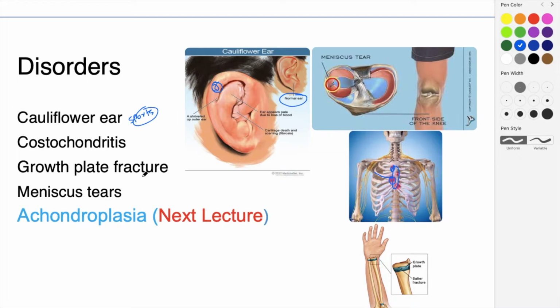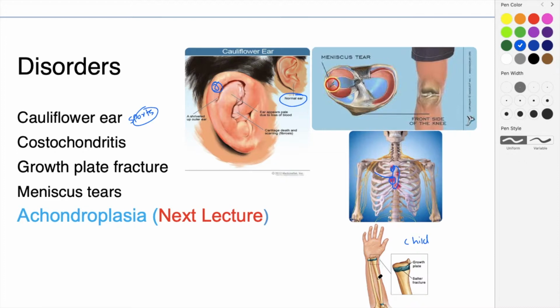Okay, growth plate fracture, which is here, right? It is usually seen in children and occurs in bones of the fingers, forearms, and lower leg. Okay, if you have a car accident or if you fall from certain heights, right, you may have that type of problem also. Okay, that's another thing we need to understand here.